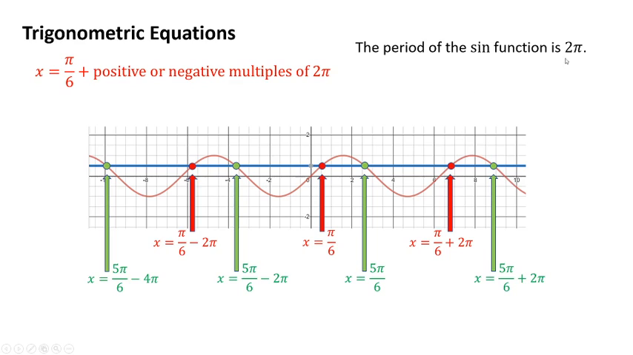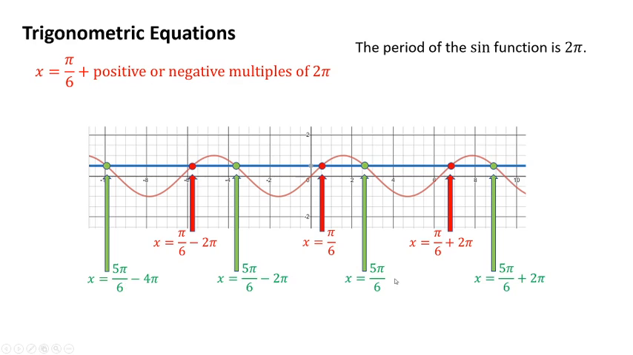So again, the period of the sine function is 2 pi, and so what's a way in which we can represent all of these red solutions together? Well, they all have a pi over 6 in them, and then there's some multiple of 2 pi that's included here. Here's nothing. Here's 2 pi. The next one's going to be 4 pi and 6 pi. This one over here is negative 2 pi. The next one before that is going to be negative 4 pi. So this is pi over 6 plus some positive or negative multiple of 2 pi.